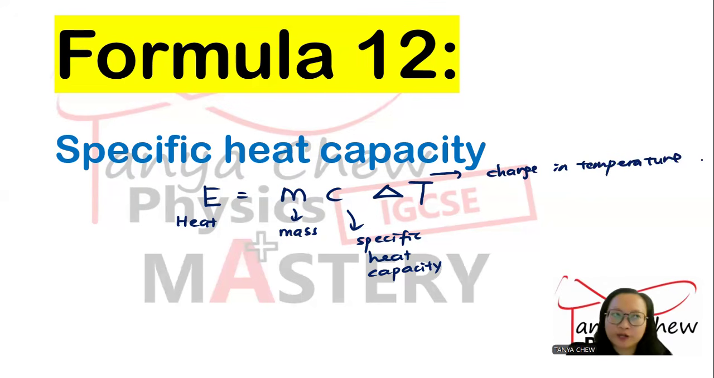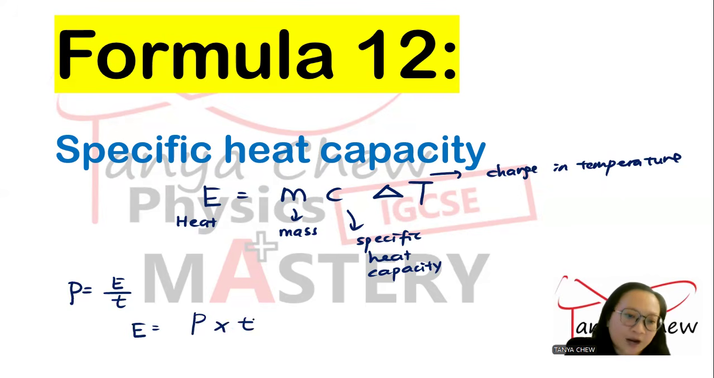And sometimes when a heater is being used and the heater comes with a power rating, they don't really give you the energy, so you have to modify the equation. When the heater is being used and you want to find the energy, remember the equation of power is equal to energy over time. So if you want to find the heat or the energy, energy is equal to power multiplied by time. Power must be measured in watt and time must be in second, remember.